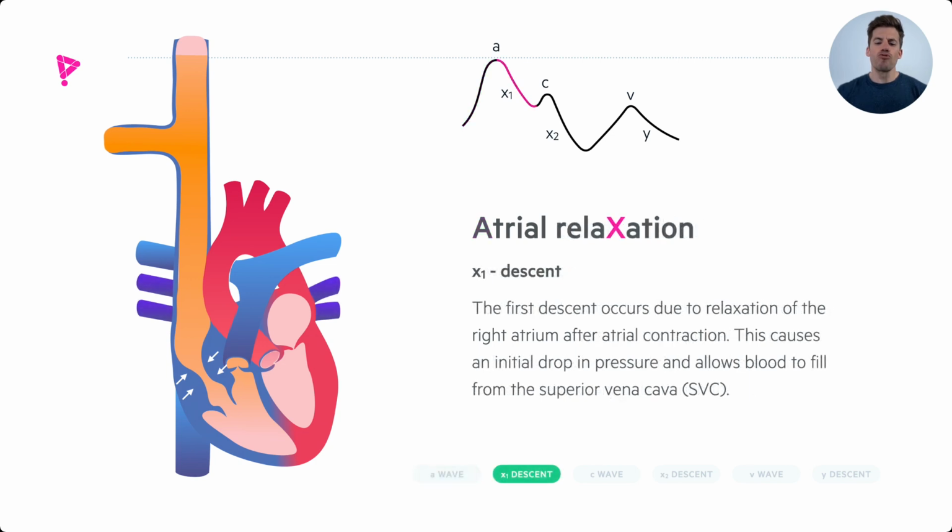Then we have atrial relaxation. So this is the first X descent. The first descent occurs due to relaxation of the right atrium after atrial contraction. This causes an initial drop in pressure and allows blood to fill from the superior vena cava.